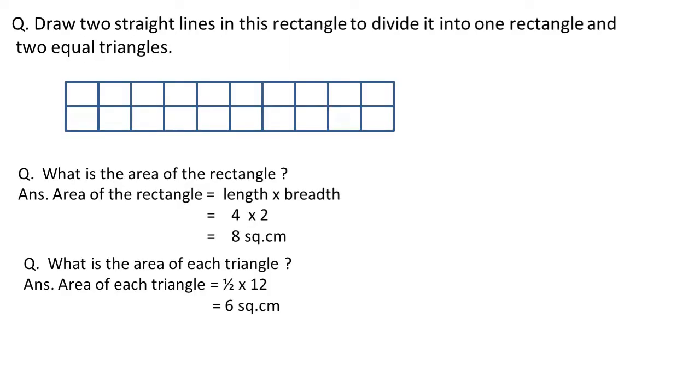Now here is a question. Draw two straight lines in this rectangle to divide it into one rectangle and two equal triangles. All right, they are asking us to draw two straight lines in this given rectangle so that this rectangle will be divided into one rectangle and two equal triangles. So with the help of two straight lines, we are going to divide this rectangle into two triangles and one rectangle. Let us see how we will do it.